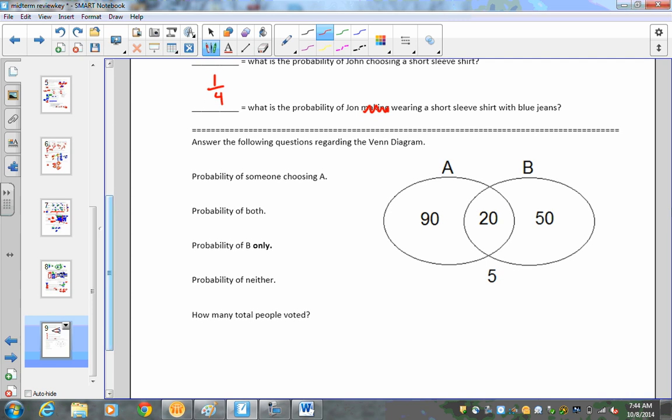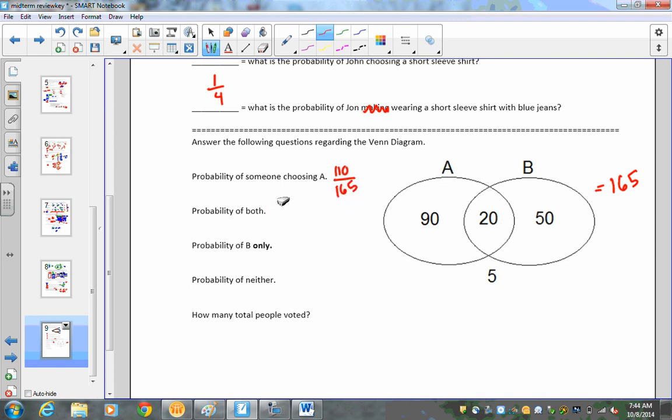Probability of someone choosing A. Well, someone choosing A, this is the entire A circle, so that would be 110 over, I don't even know how many there are. Let me total them up, which is 165. This adds up to 165. All right. So 110 over 165.